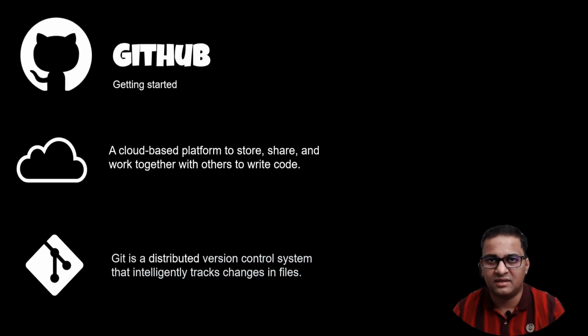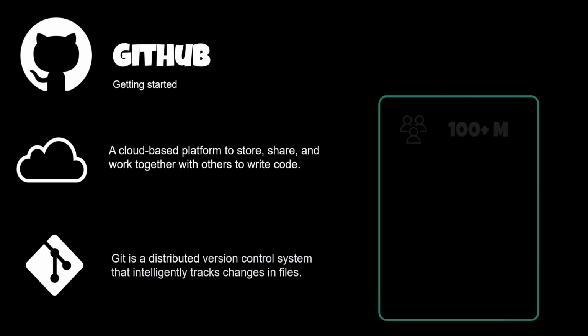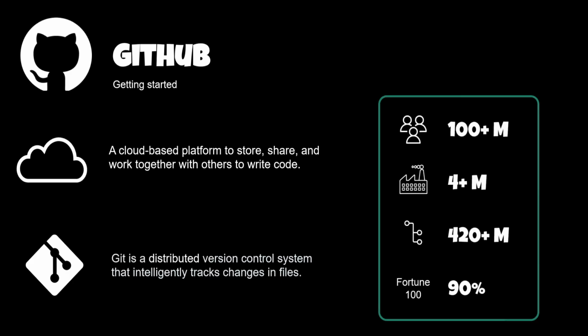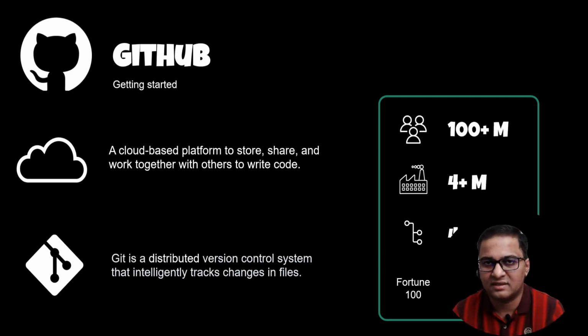Here are some amazing facts about GitHub. Over 100 million developers use it. More than 4 million organizations are on GitHub. There are over 420 million repositories hosted on GitHub. A whopping 90% of Fortune 100 companies use GitHub to manage their code bases. Even my own blog repository is hosted in GitHub. With these numbers, GitHub is a must tool for every developer. Now let's explore how you can get started with GitHub.